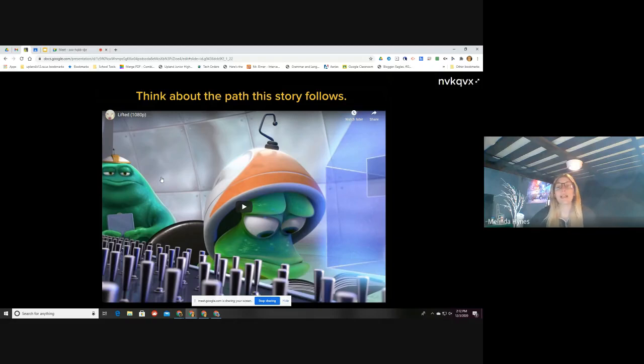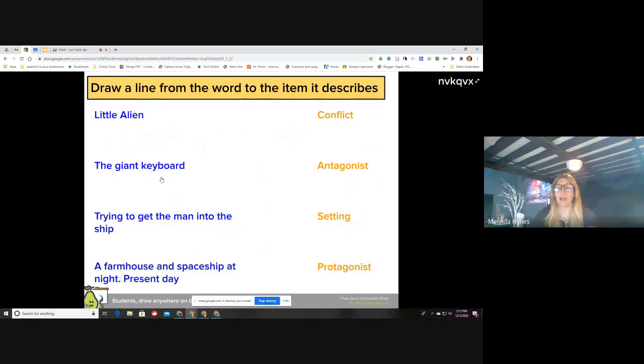So that being said, we're starting off with exposition. So make sure you're on the Pear Deck tab now. So if you're on Google Meet, switch over to Pear Deck. Because you're going to need to be on the Pear Deck tab in order to be able to interact with the slides that are going to pop up in front of you. And the first slide that's going to come up in front of you is a matching slide, where you are going to try and match up the elements of the exposition. So you're going to try and match the conflict, the antagonist, the setting, and the protagonist by drawing lines.